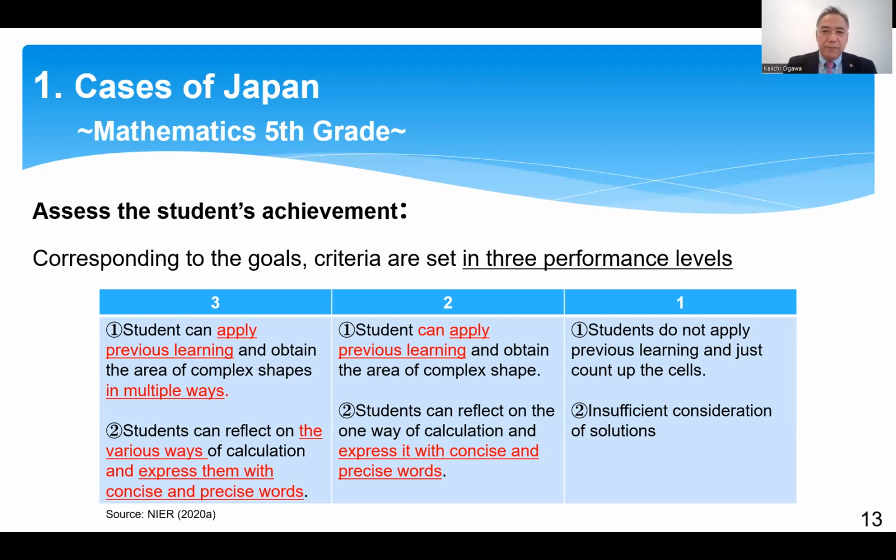That's assessment 3. Assessment criteria 2: students can apply previous learning and obtain the areas of complex shapes. Second, students can reflect on the ways of calculation and express it with concise and precise words. So assessment 1, criteria 1: students do not apply previous learning and just count up the cells, with insufficient consideration of solutions. Those are assessments 3, 2, 1.